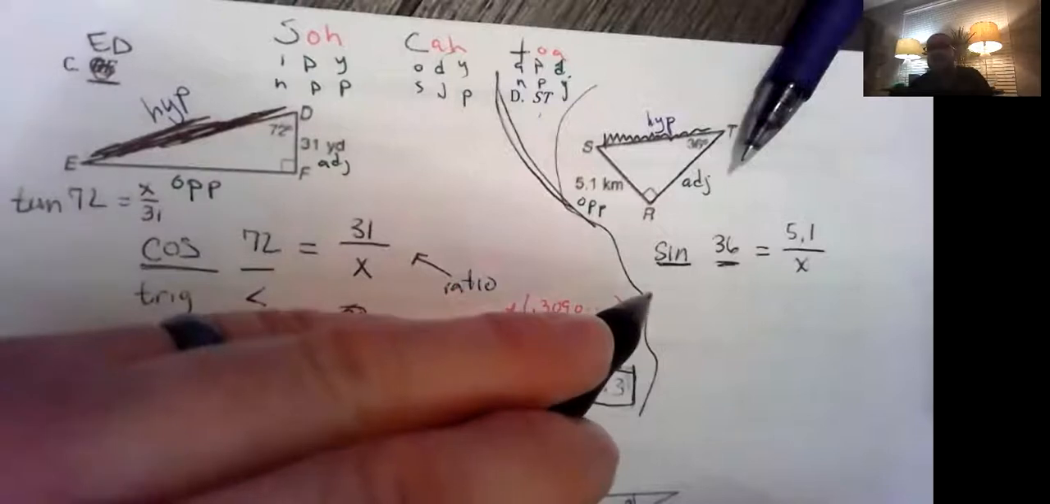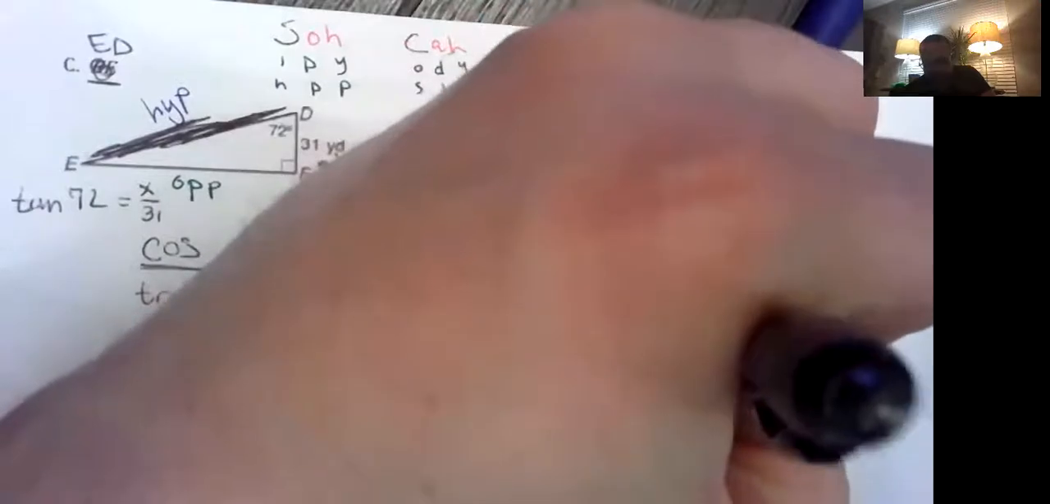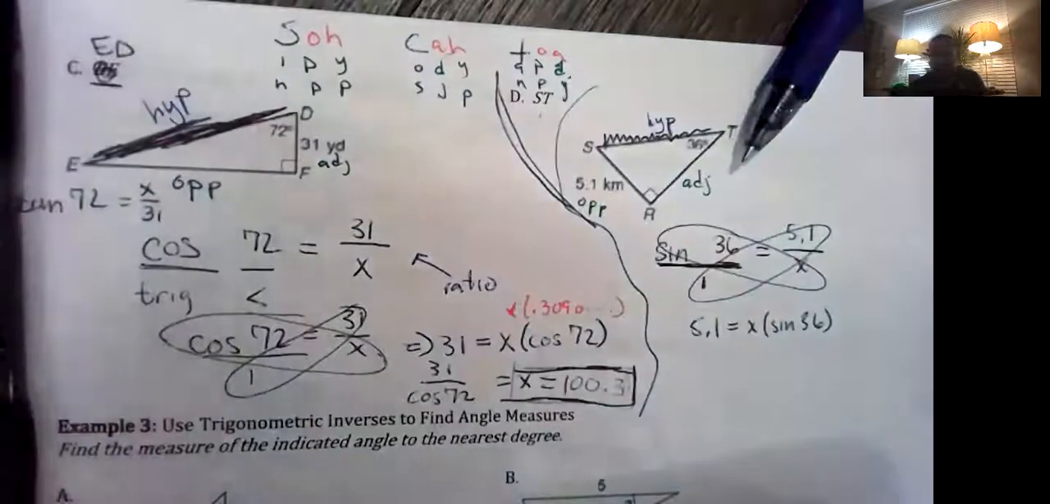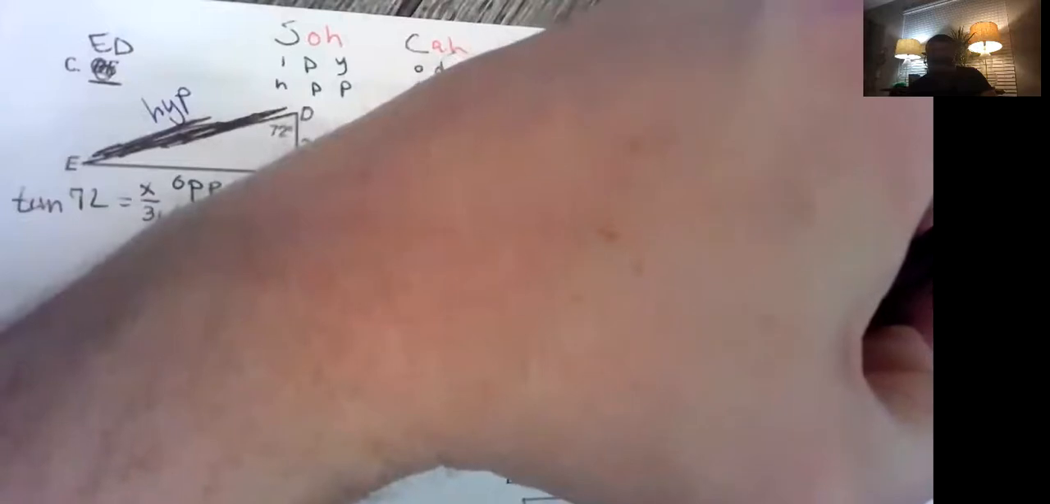Right here, the sine of 36 right here. So again, we're just going to use some cross multiplication. So it's 5.1 times 1, and then x times sine of 36. Remember, that sine of 36 is just a random decimal here. So we're going to divide that by the sine of 36 to get that out of there.